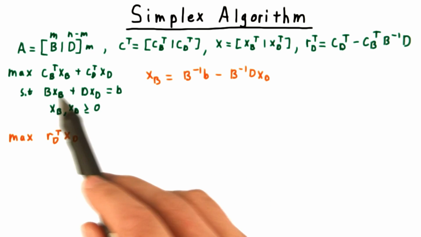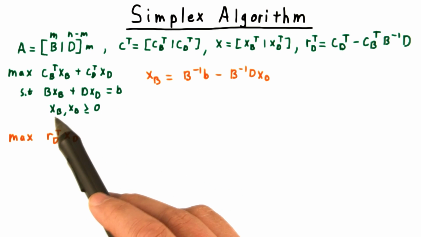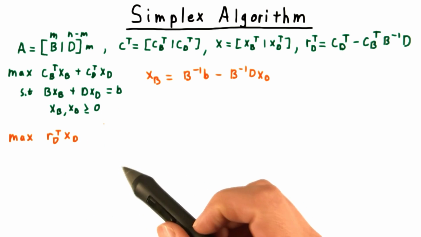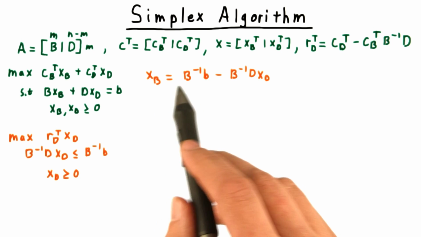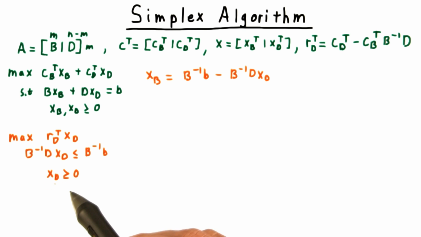How about the other constraints? Well, the first one goes away with the substitution. This requirement, however, that x_B be non-negative remains. Substituting our equation for x_B, we get the constraint shown here. Of course, x_D must remain non-negative as well.